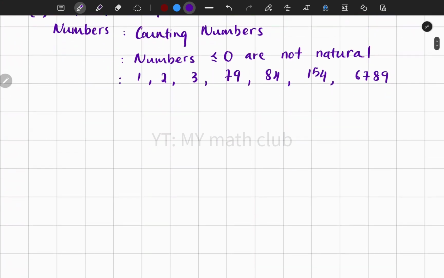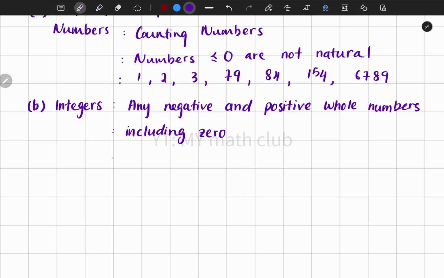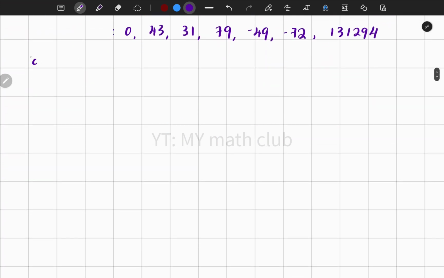Integers are any negative and positive whole numbers, so including 0 and including any negative numbers as well. Some examples include 0, 43, 31, 79, negative 49, negative 72, and 131,294. The next one is prime numbers.